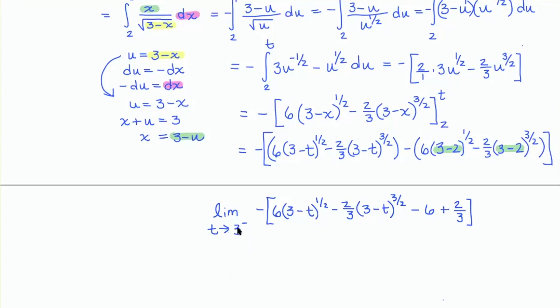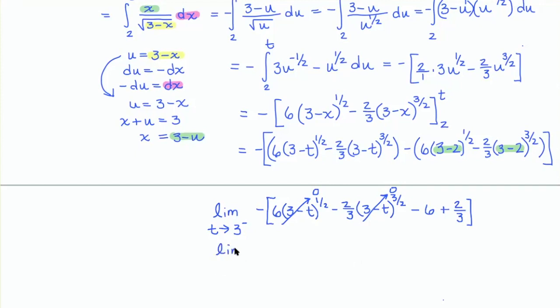And as you approach 3, notice what happens here. If you were to substitute 3 for t, you're going to get 0. And this is now just a positive 1/2. So the square root of 0 is 0 times 6 is 0. So this first term becomes 0. The second term also now has a positive exponent, so it will become 0 as well.